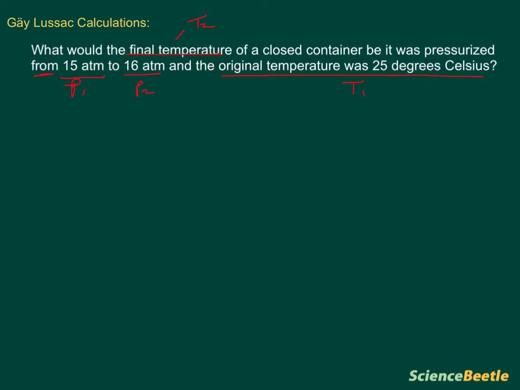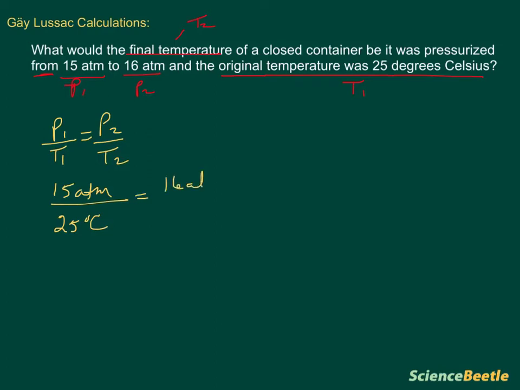This is our T1. Keep in mind that the equation that we're using here is going to be P1 divided by T1 is equal to P2 divided by T2. So what we're going to do is just go ahead and substitute all the variables that we know. We know that our P1 is going to be 15 atmospheres. So let me put 15 atmospheres. This is going to be divided by our T1, which is 25 degrees Celsius. I will need to change this to Kelvin, so I'll do that in a second. And this is going to be equal to our second pressure, which is 16 atmospheres, divided by our T2, which is what we're looking for.